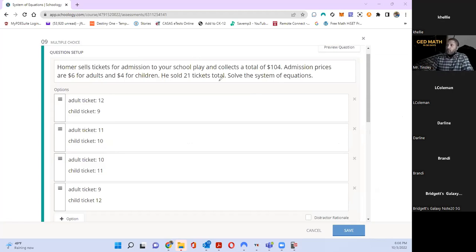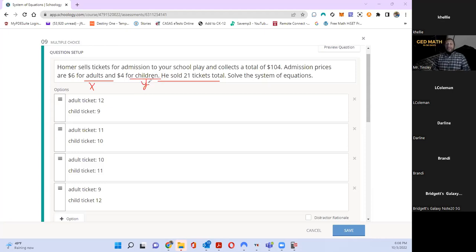So first of all, the first thing you want to do is identify your variables. What are my variables in this equation? What am I going to assign for variables? The unknown. So what are my unknowns? What should my variable stand for in this problem? Adult and child. So I'm going to call X adults, Y children.